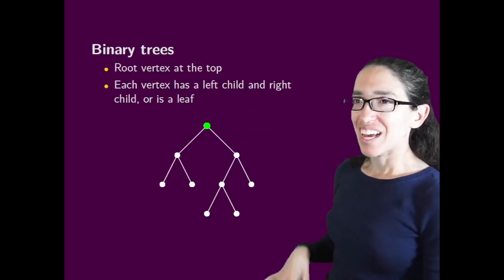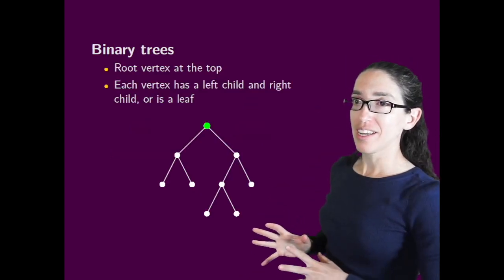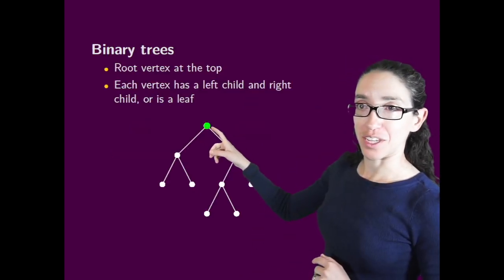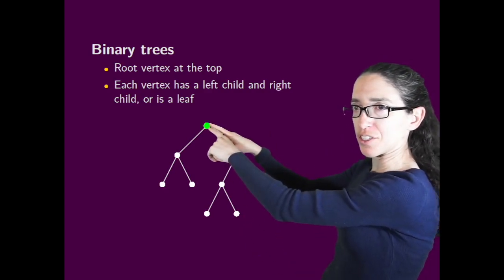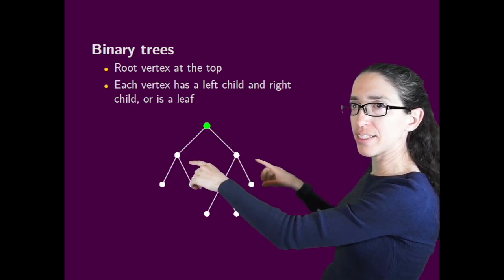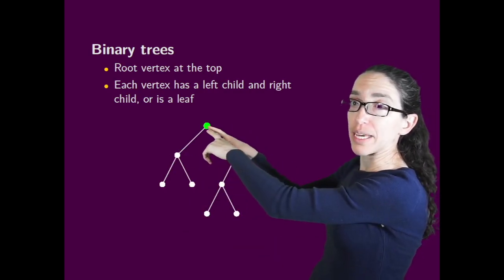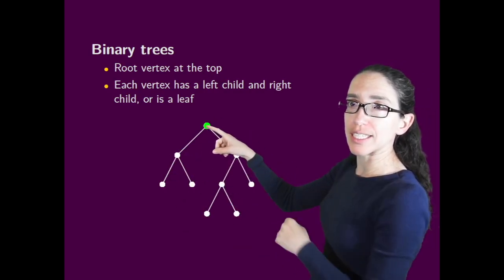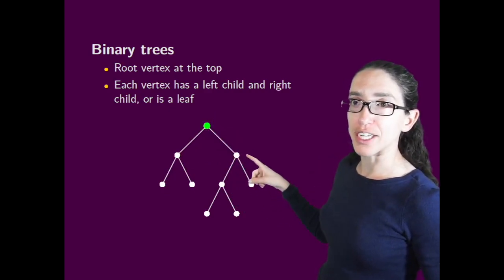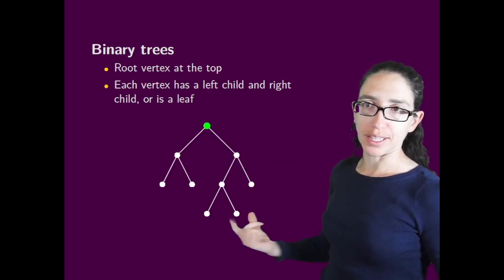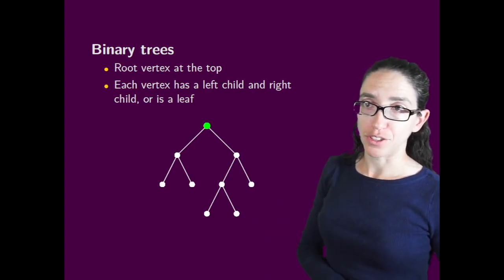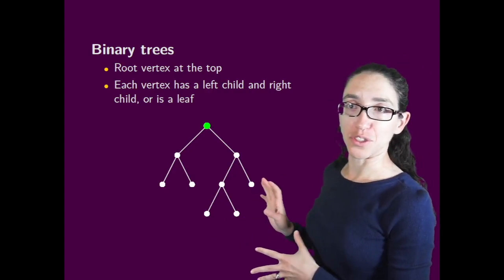Now let's look at a very important type of tree that does have a root. So this top vertex is the root of the tree, and this is called a binary tree, where you're going down and left or down and right at each step, and that's what makes it binary, because each vertex has either a left child and a right child, so 2 children, or it could be a leaf, so you could just stop at a leaf down here and not have it make any more children. This is a very good data structure for storing information.